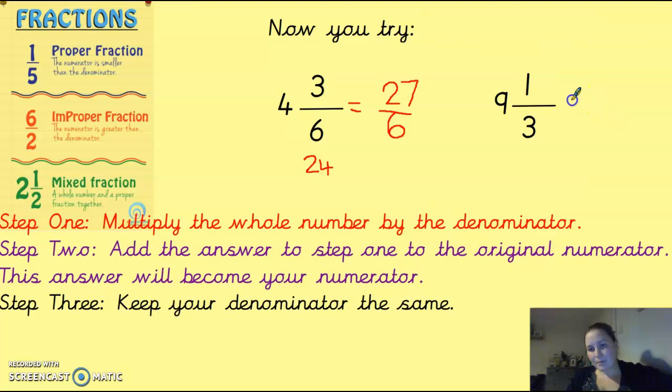But do the same here. So I already know I'm working in thirds. I'm going to have a 3 as my denominator. I've got 9 wholes. So in one whole, I would have 3, and I've got 9 lots of that. So I'm doing 9 times 3. 27, which I'm going to jot down there so I don't forget it. And then come back and add the 1 that I already had as the numerator. 27 add 1, 28. That becomes my numerator of my improper fraction.